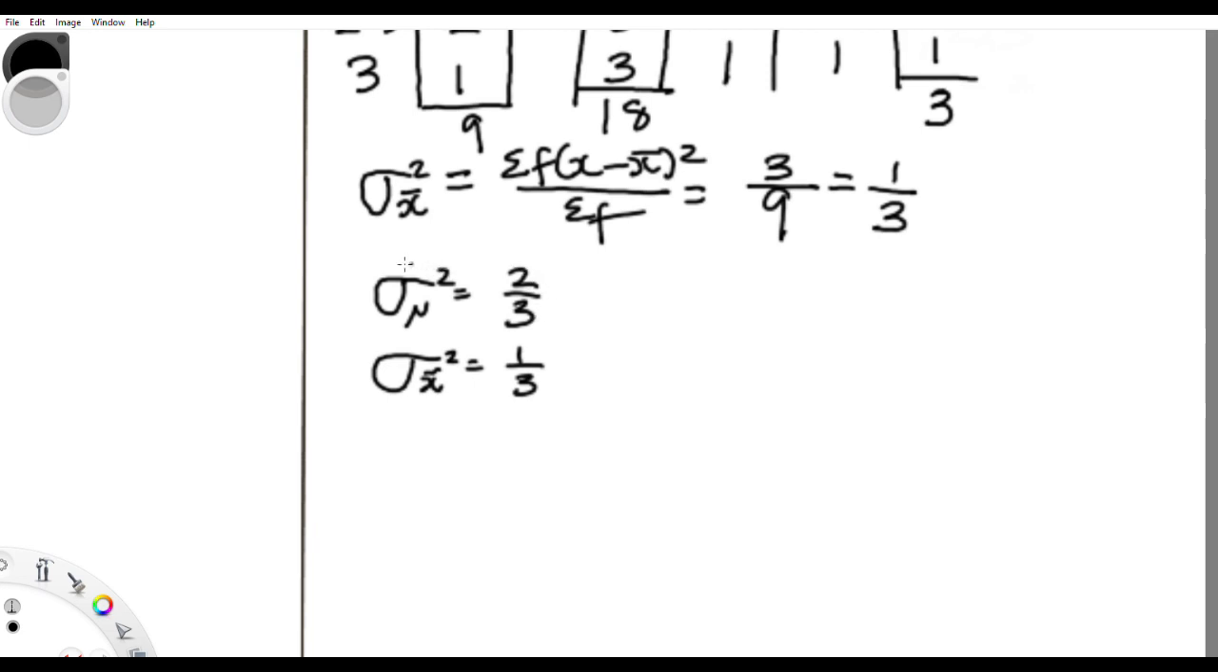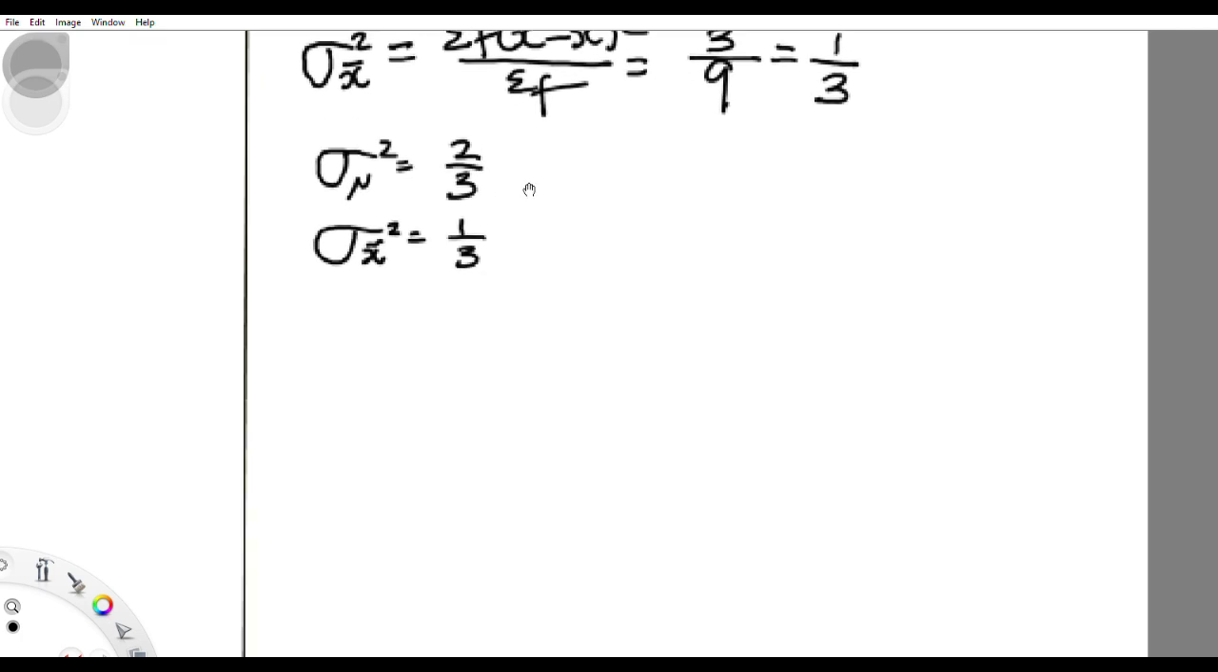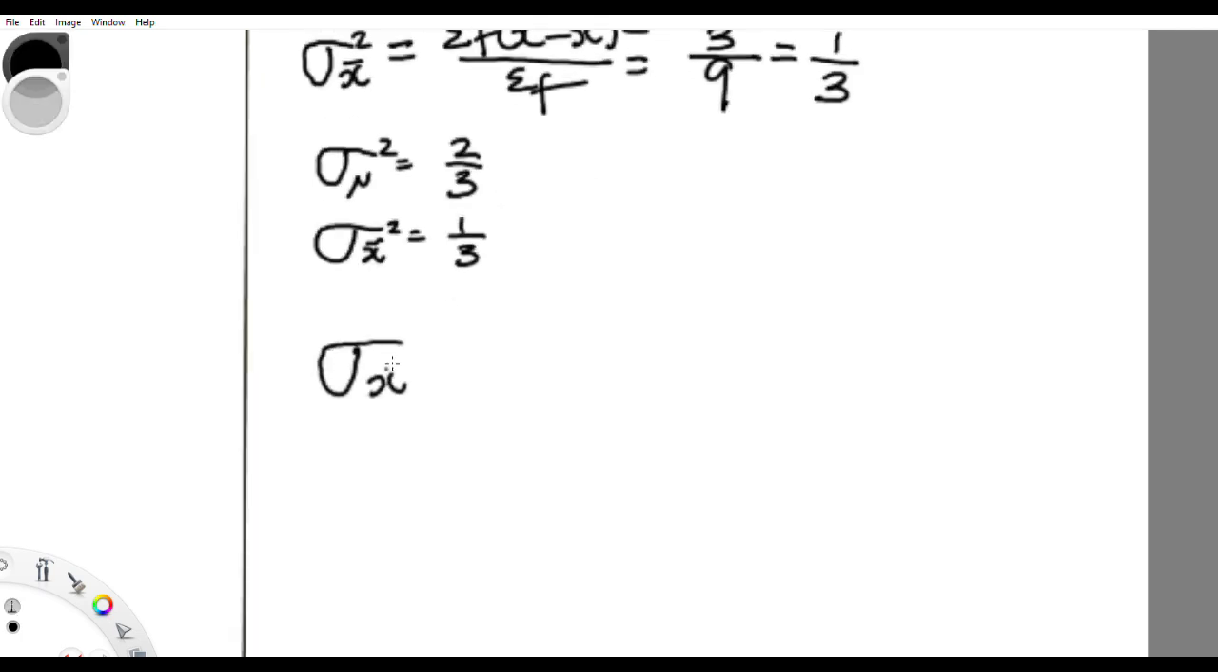Now in order to be able to relate these two would make us think a little bit deeper. You would see that it is as if the sample variance, which is this, is the population variance but divided by 2.